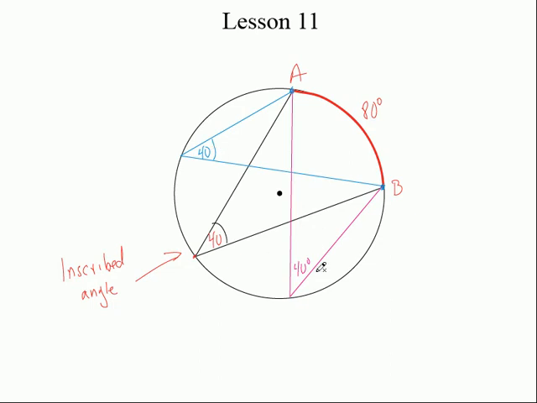What do all three of these angles do? They cut off the same exact arc. So anytime you have two or more inscribed angles that cut off the same arc, what must be true about every one of those angles? Well, yeah, it's half the arc, but what's the relationship between the angles themselves? Look at it. 40, 40, 40. They're all the same.